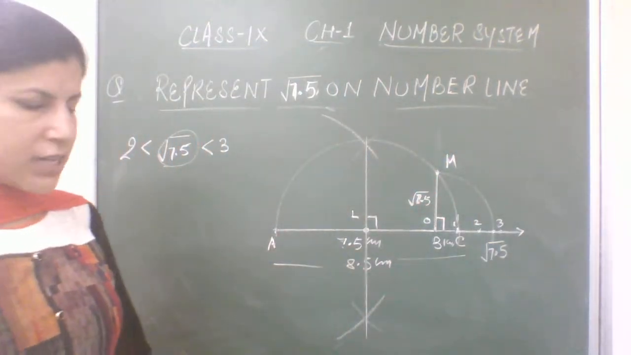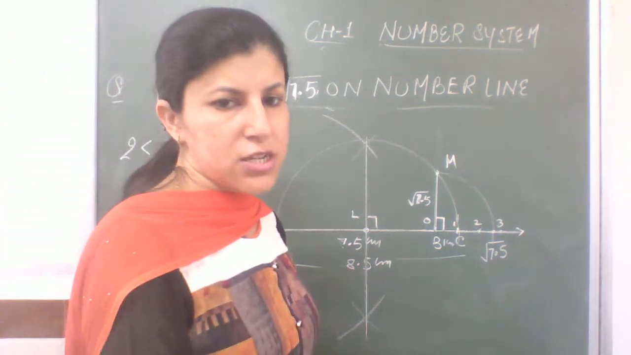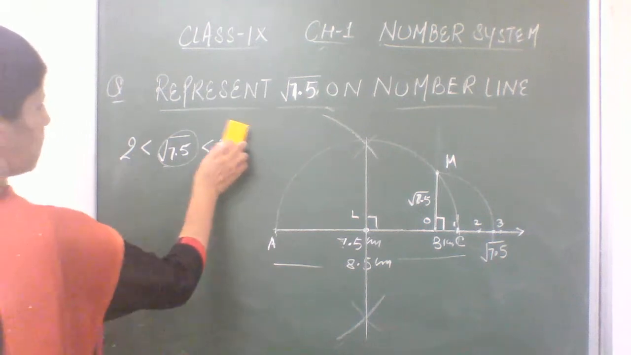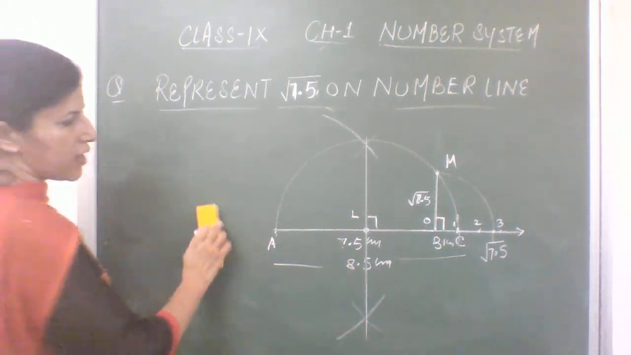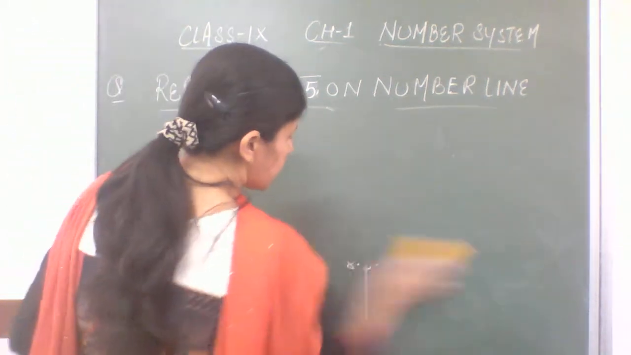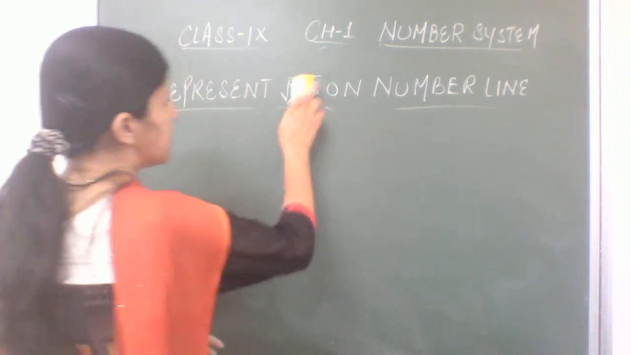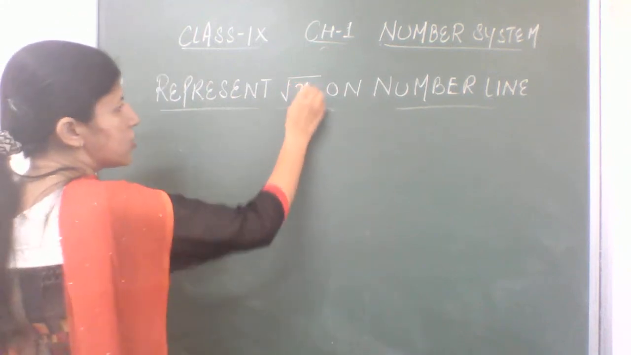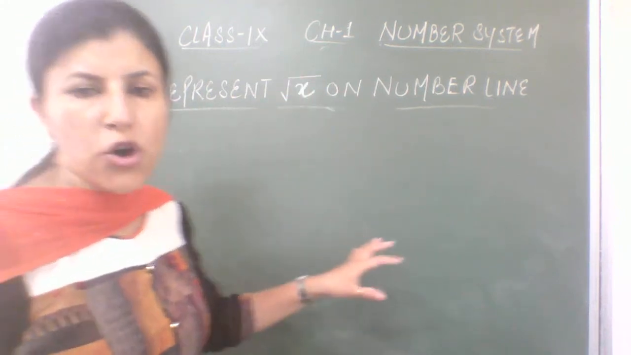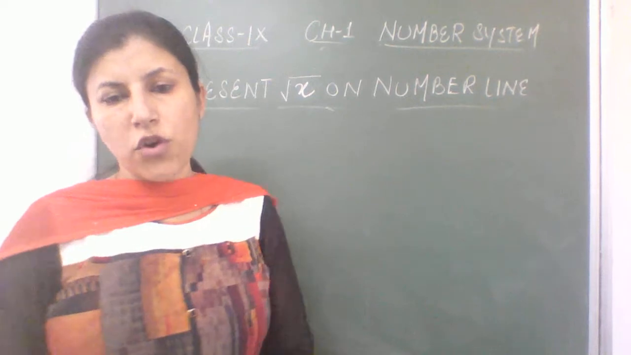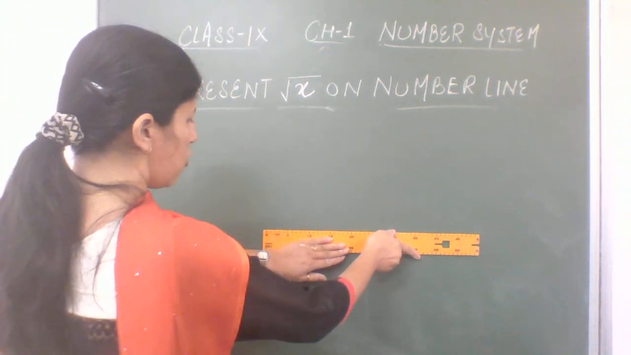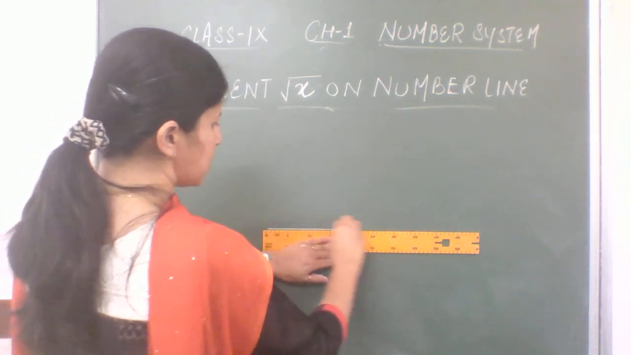Hope it is clear. Now let me give you its justification or why this construction is correct. Now how we can justify it? Let me go in general. General means I am not going to take any particular example. I will take root x here. You want to draw root x on number line. What was the procedure? Firstly, we have to draw a line segment of length root x centimeter.